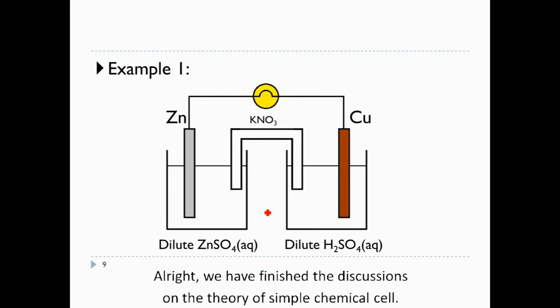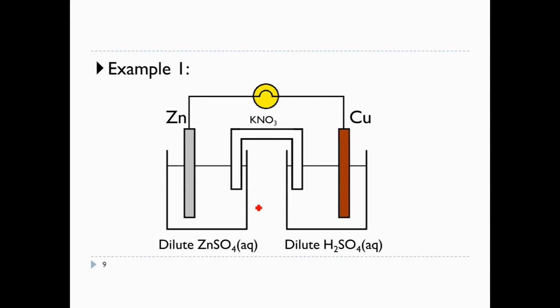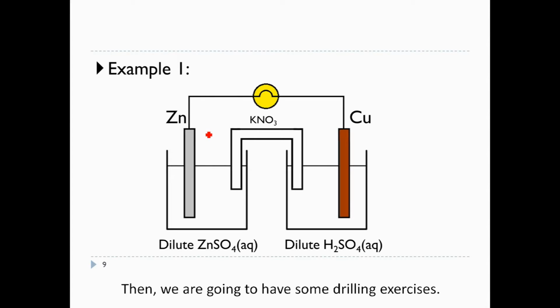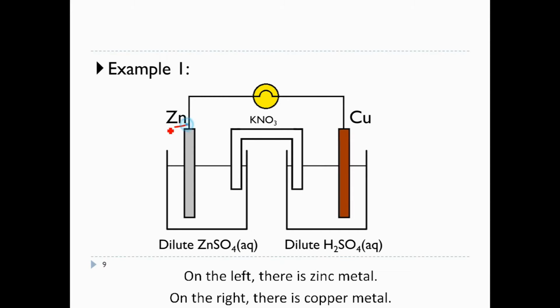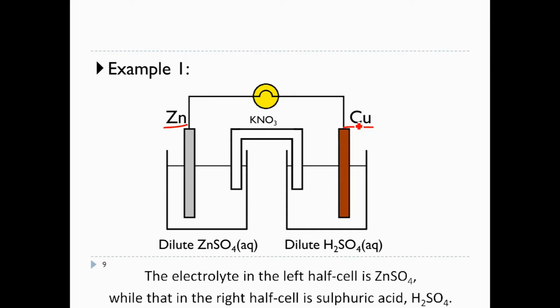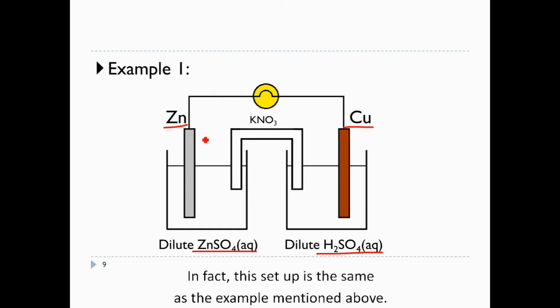Alright, we have finished the discussions on the theory of simple chemical cell. Then, we are going to have some drilling exercises. Exercise 1. On the left, there is zinc metal. On the right, there is copper metal. The electrolyte in the left half cell is ZnSO4, while that in the right half cell is sulfuric acid, H2SO4. In fact, this setup is the same as the example mentioned above.